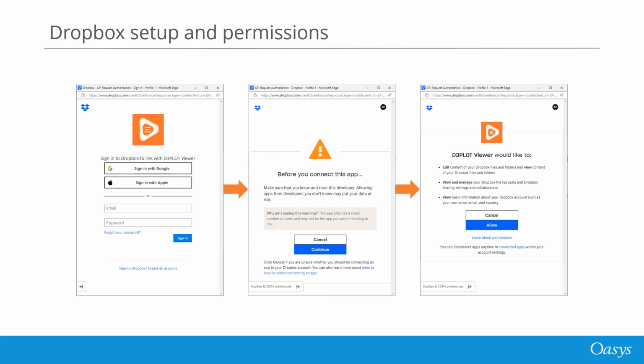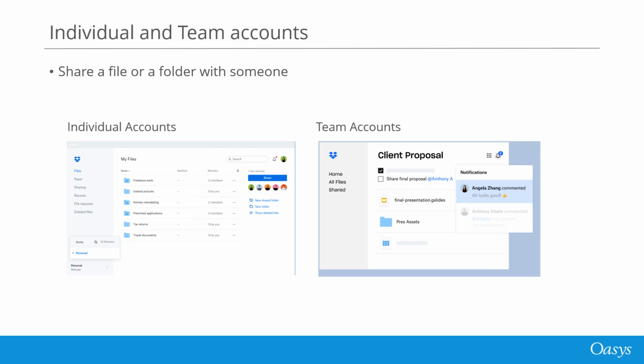The Dropbox application requires the following permissions to provide the functionality to share files. These three permissions are Edit, View and Manage, and View. All permissions are managed from your own account. Oasis Limited has no visibility of your account, files, or groups. These are required to provide file sharing capabilities. Dropbox Individual and Team accounts.